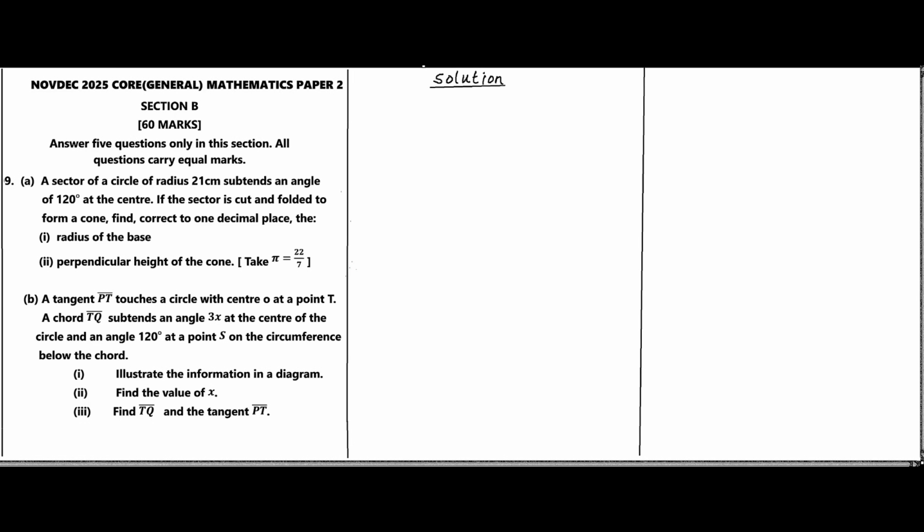November/December 2025 Core Mathematics Paper 2, Question 9a. A sector of a circle of radius 21 centimeters subtends an angle of 120 degrees at the center. Let's represent this on a diagram. So we have our circle, and in this circle we have a sector that subtends an angle of 120 degrees at the center.